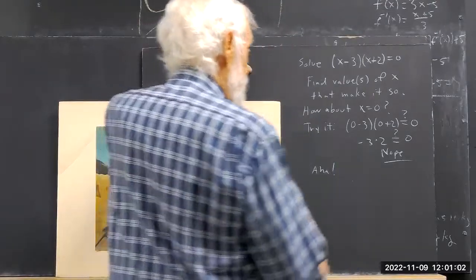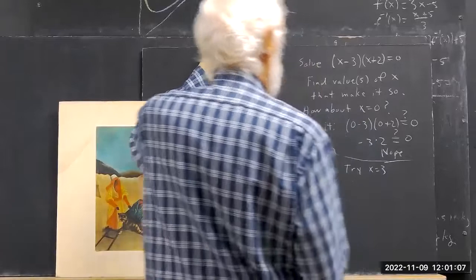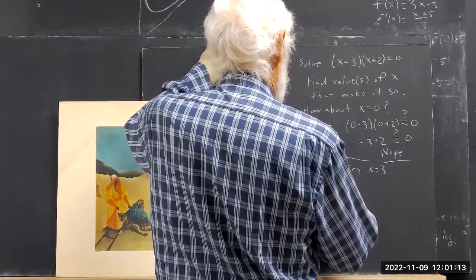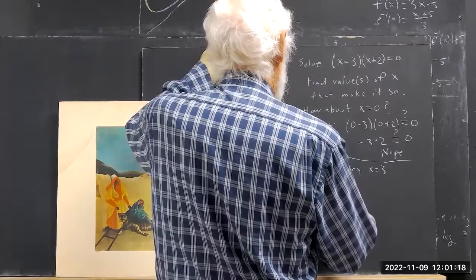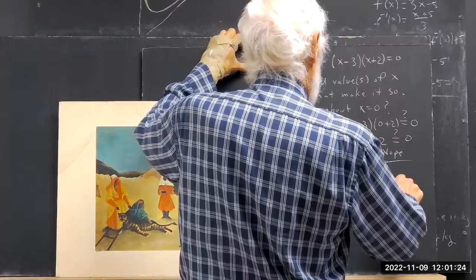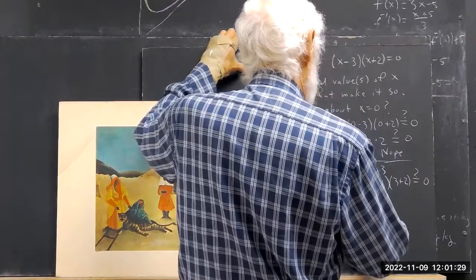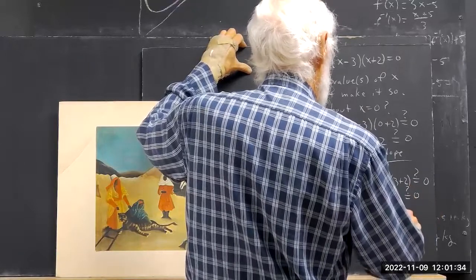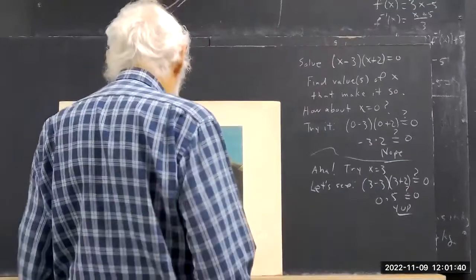So we've got, aha, x equals 3. Well, let's see if that works. 3 minus 3 times 3 plus 2. Does that equal 0? Well, that's 0 times 5. 0 times 5 equals 0. Yep. Okay, so there's a solution.